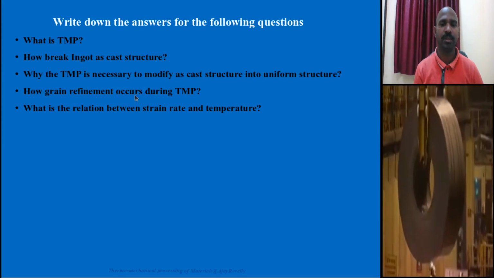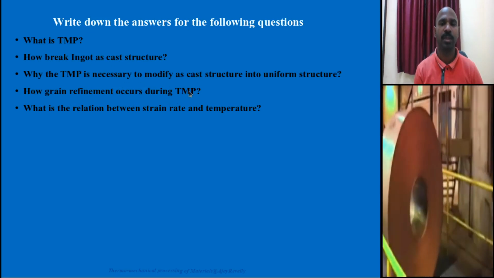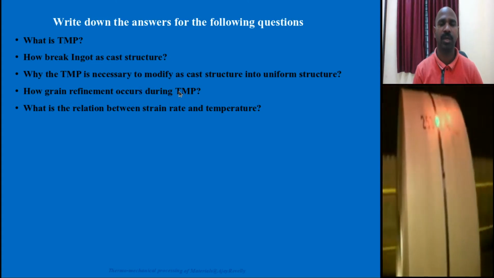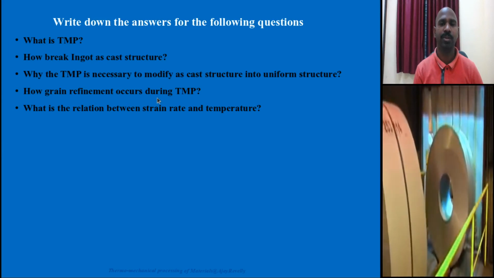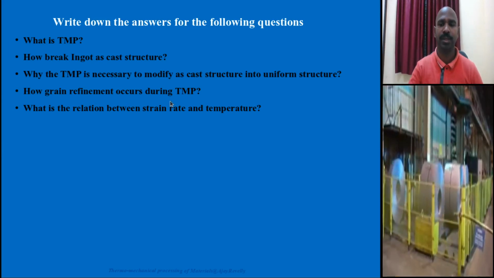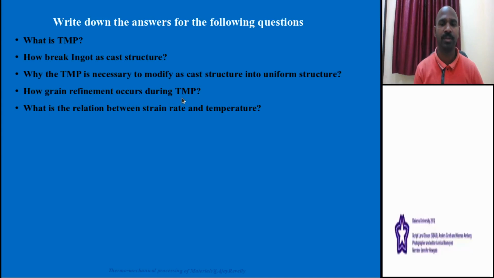Now how does grain refinement occur, how is a larger grain size changed to smaller grains? It can be explained using the Hall-Petch relation. And what is the relation between the strain rate and temperature? You can explain this using the Zener-Hollomon parameter.